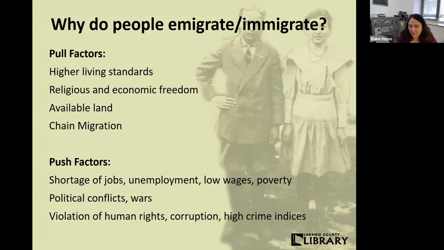Chain migration, which we mentioned earlier, is when everybody in the family has already immigrated, so you're going along with the family. Push factors are things like shortage of jobs, unemployment, low wages, poverty, political conflicts and war, violation of human rights, corruption, high crime. All of those sorts of things are what make you want to leave a country sometimes and push you out.